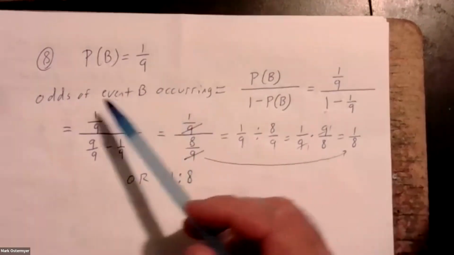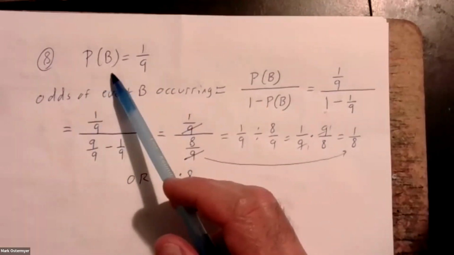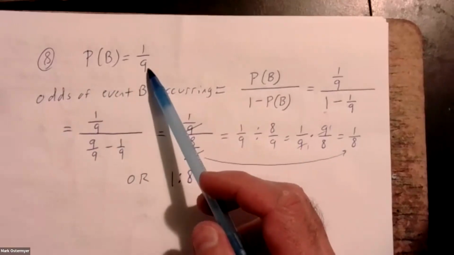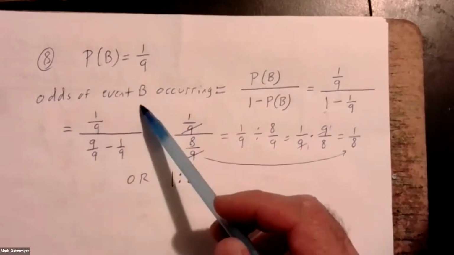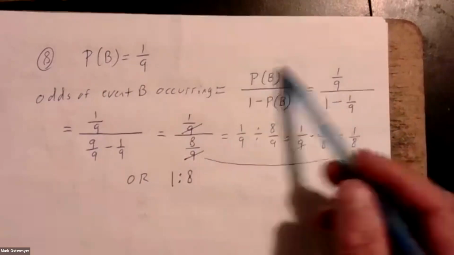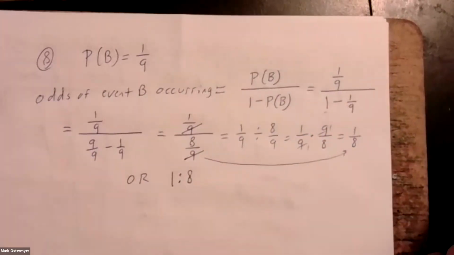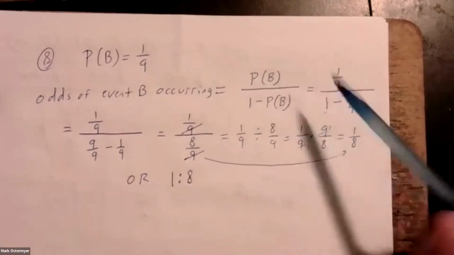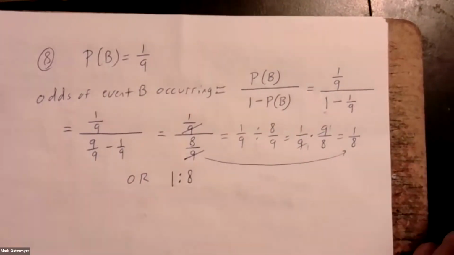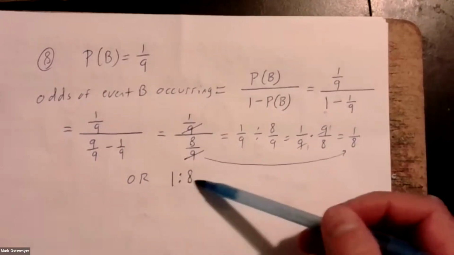Questions on how I converted the probability of event B occurring to the odds of event B occurring using our formula? Everybody see that there? So it's wise to know this formula, obviously. Okay. So again, the odds of event B occurring would be what? 1/8.